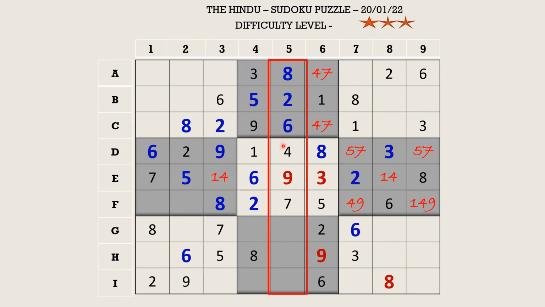In column 5 there are only 3 empty cells and the missing numbers are 1, 3 and 5. There is 3 and 5 in row H blocking here. So H5 takes 1 and the rest of the cells take 3, 5, a 3, 5 pair. Now in this 8th block, there are only 2 empty cells and the missing numbers are 4 and 7. There is a 7 blocking here, so G4 takes 4 and H4 takes 7.